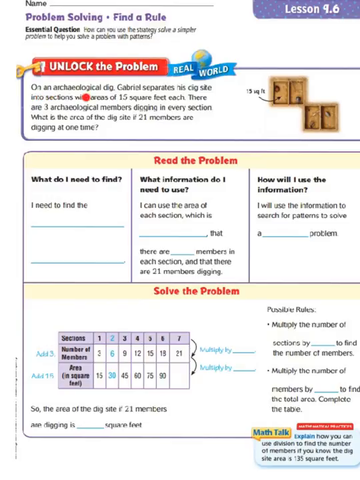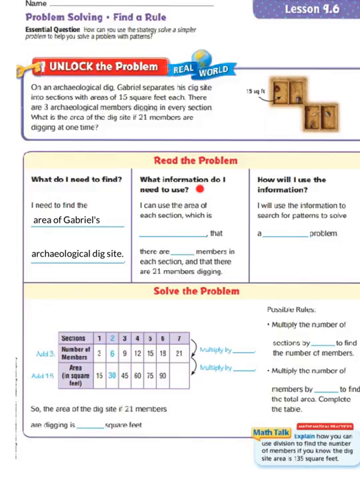On an archaeological dig, Gabriel separates his dig site into sections with areas of 15 square feet each. There are 3 archaeological members digging in every section. What is the area of the dig site if 21 members are digging at one time? So, what is it we need to find first? I need to find the area of Gabriel's archaeological dig site.